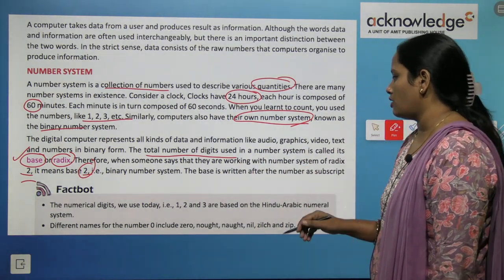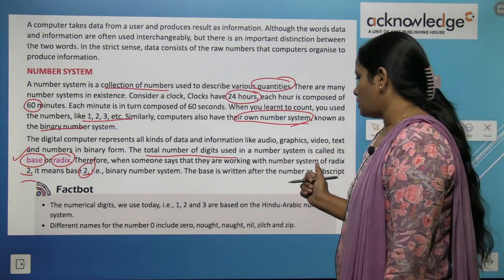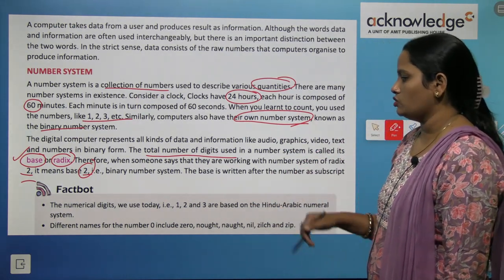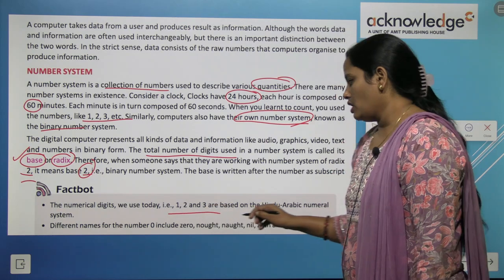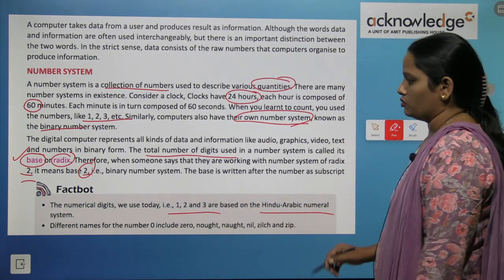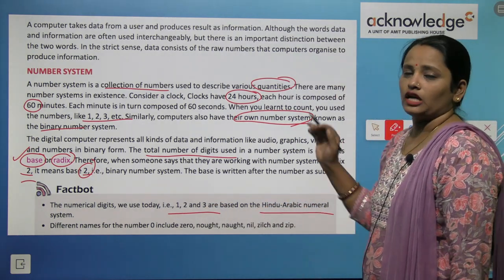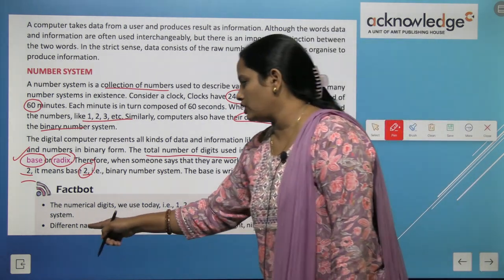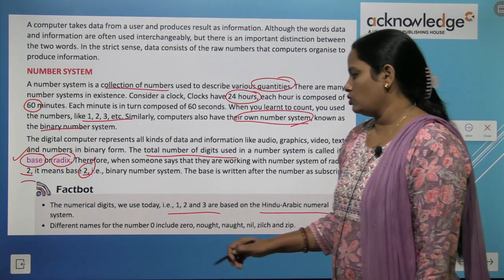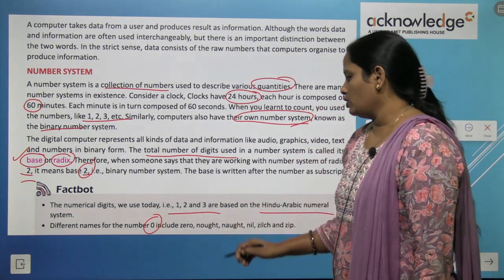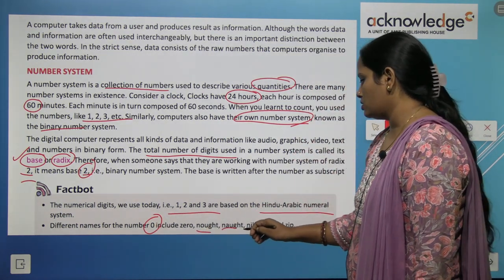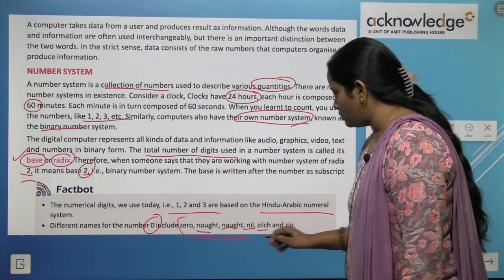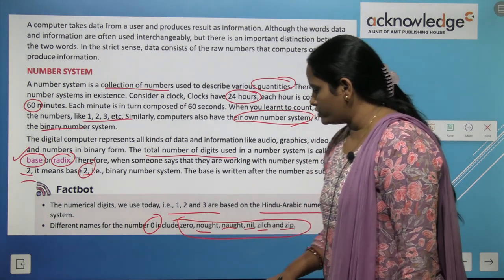The base is written after the number as a subscript. The numerical digits we use today, 1, 2, 3, 4, are based on the Hindu-Arabic numerals. So these numbers that we learn every day are based on the Hindu-Arabic numerals. Different names for the number 0 include not, naught, nil, zilch and zip. All these are names for 0.